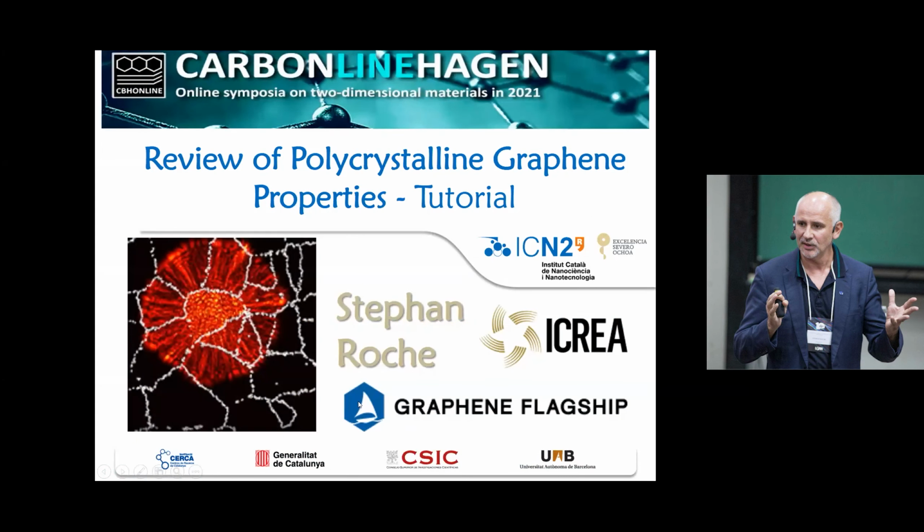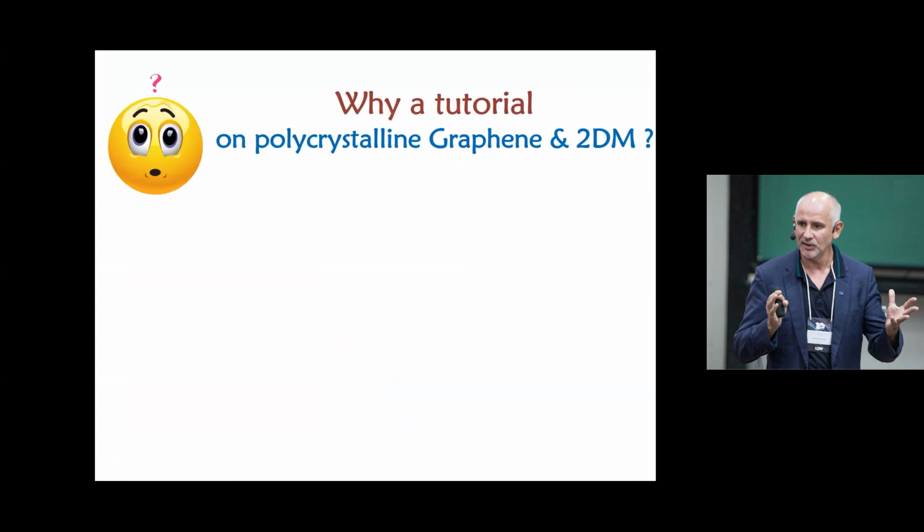So what I like to do in this first part of the talk is to first put in context why polycrystalline graphene and two-dimensional materials are now becoming mainstream for a variety of applications. And this is really stunning, actually.